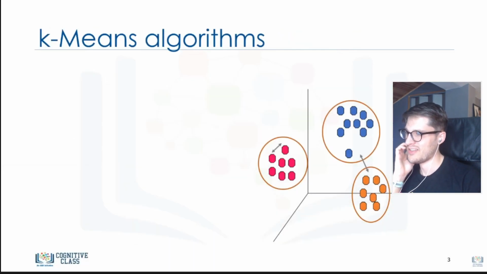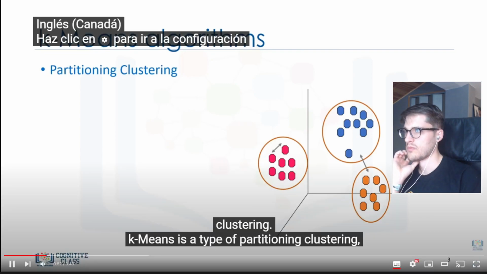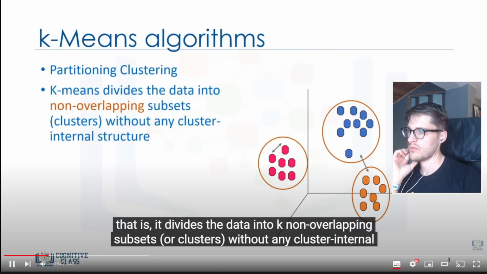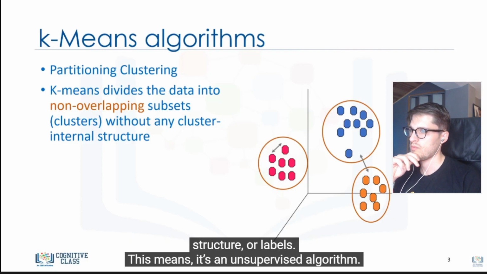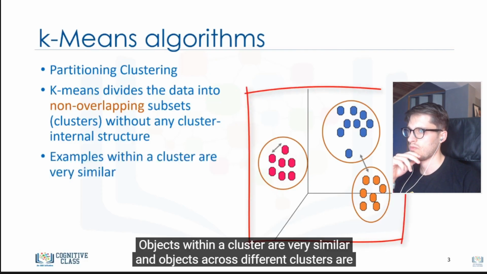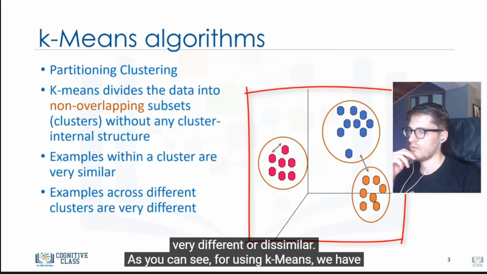There are various types of clustering algorithms, such as partitioning, hierarchical, or density-based clustering. K-means is a type of partitioning clustering. That is, it divides the data into K non-overlapping subsets, or clusters, without any cluster internal structure or labels. This means it's an unsupervised algorithm. Objects within a cluster are very similar, and objects across different clusters are very different or dissimilar.